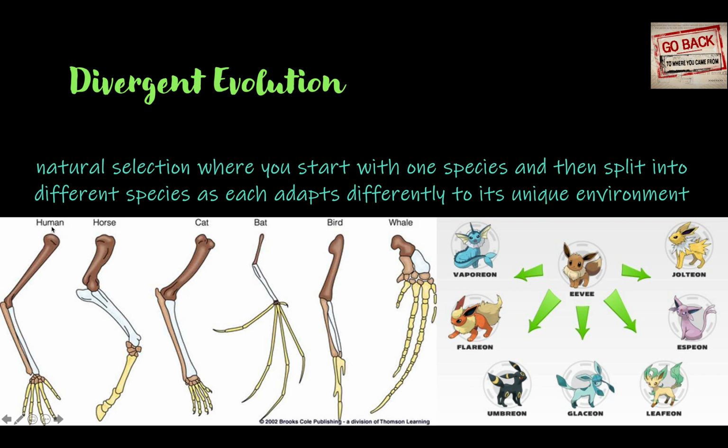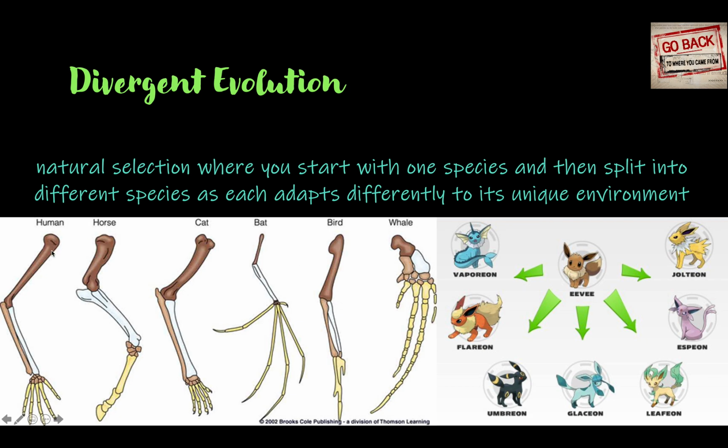So, for instance, you can see divergent evolution here in this picture with the different limbs of different animals, right? From looking at a human arm here, or the leg of a horse, the leg of a cat, the wing of a bat or of a bird, and then even the fin of a whale. We know that these organisms are related, that they have a common ancestor, or did at one point, because they actually all have the exact same bones, which is very interesting, right? They're shaped a little bit differently, but the bones of these animals are all the same, which means that they probably evolved from a common ancestor, way back when.